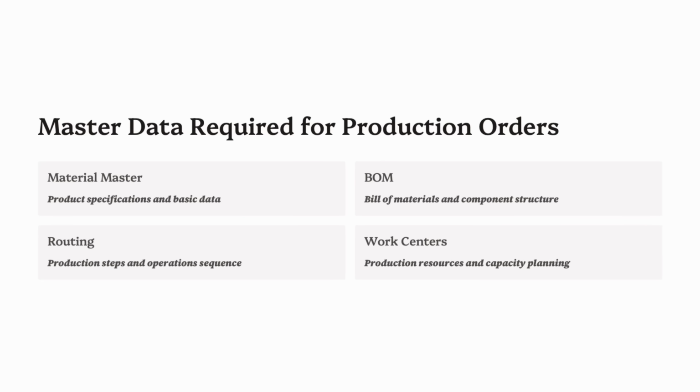Work centers represent the physical locations, machines, or production lines where the operations are carried out. Each work center also includes capacity and cost information. Without these master data elements, a production order cannot function properly because it wouldn't know what to produce, how to produce it, or where it should be produced.